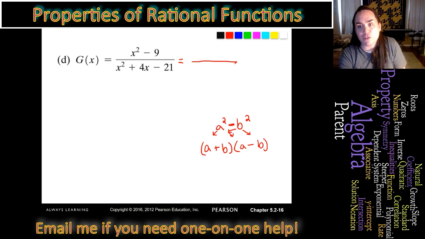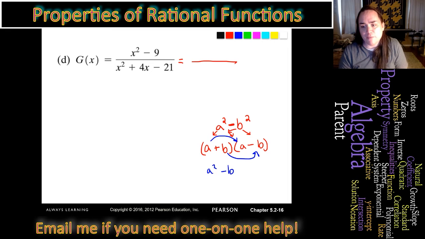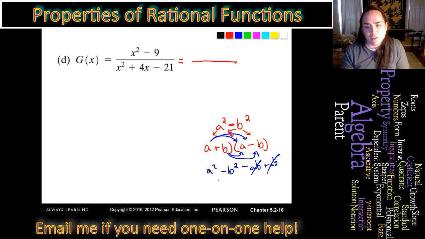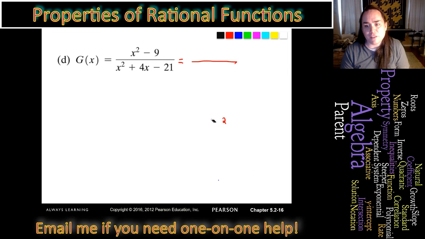If you're not sure if that's actually correct, you can FOIL it. You do a times a is a squared, b times negative b is negative b squared, and then the other two terms are negative ab, and this here would be positive ab. Well, negative ab and positive ab add up to 0, and that gives you just a squared minus b squared. So if you have something that's the difference of two squares, then you can very easily factor that by just taking the square root of each side.